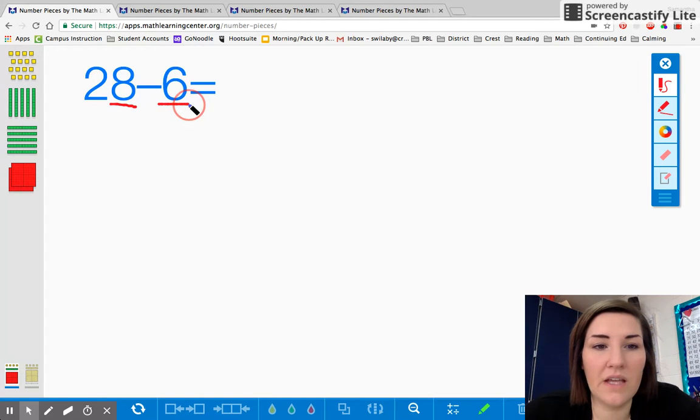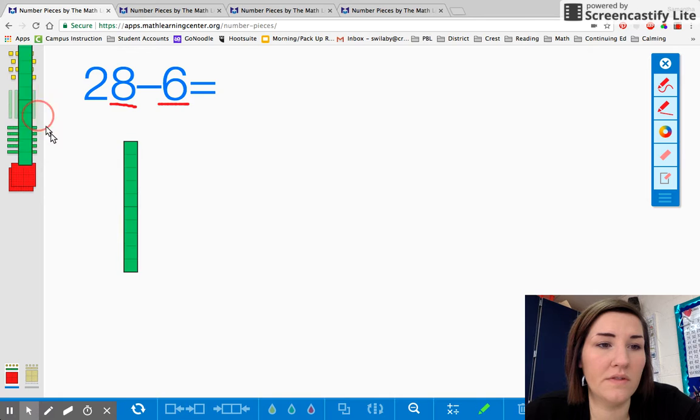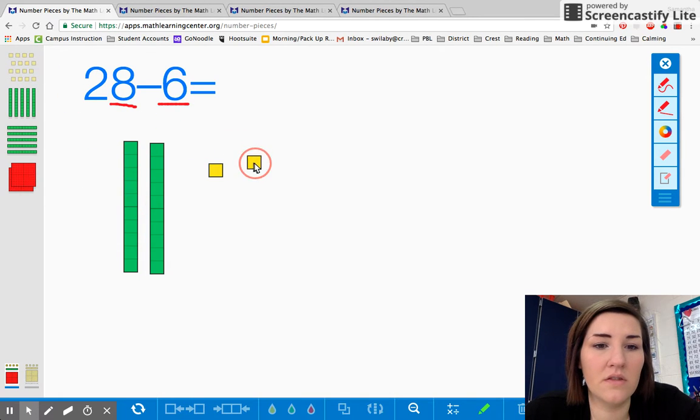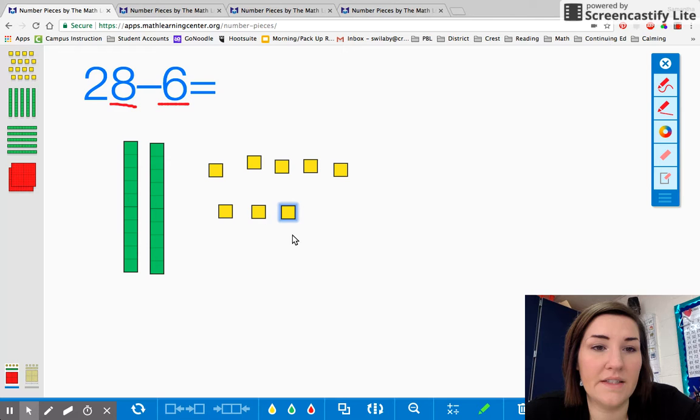So I'm going to look specifically at the ones place first as I'm subtracting. I'm going to also use my base 10 blocks to help me as I'm subtracting. So let's look at this first example, and it's 28 minus 6. So I'm going to build 28 first, my whole, 10, 20, and I need 8 ones. 1, 2, 3, 4, 5, 6, 7, 8. All right, now I have 28 and I want to subtract 6.